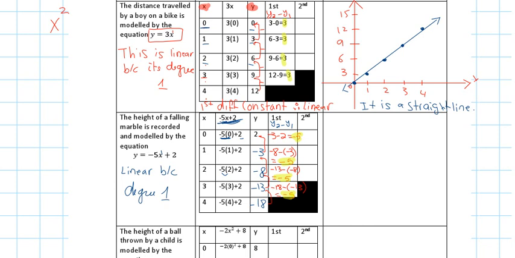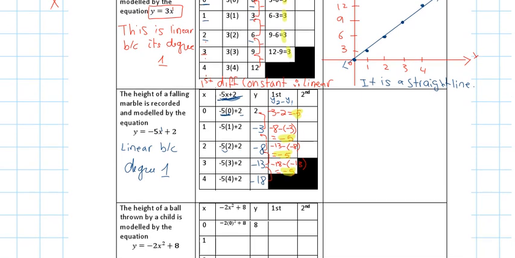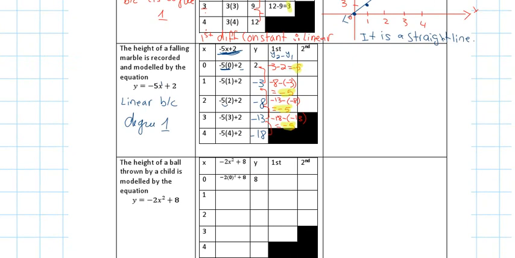Did we expect that? Is it always going to happen that if it's linear, the first difference is going to be constant? Linear means first difference is constant, okay? So, we know it's linear because we can see that the first difference is constant.